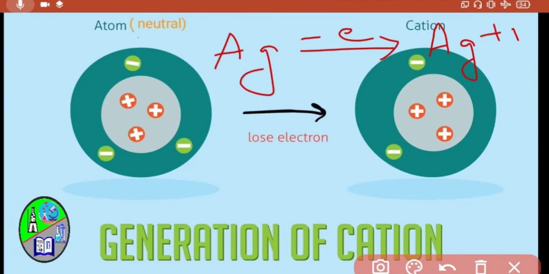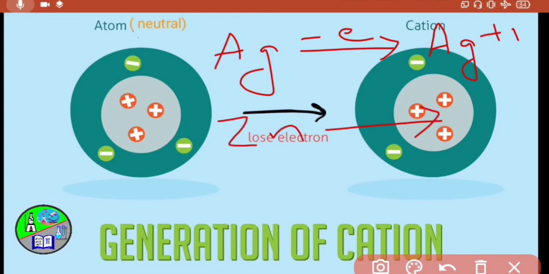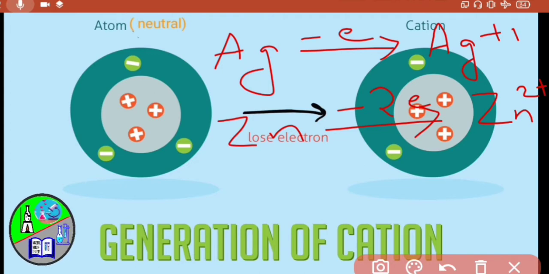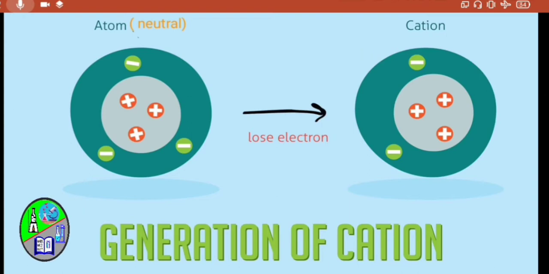Now let's take another example. Suppose zinc. It loses 2 electrons and becomes Zn2 plus. So this is how cations are represented.